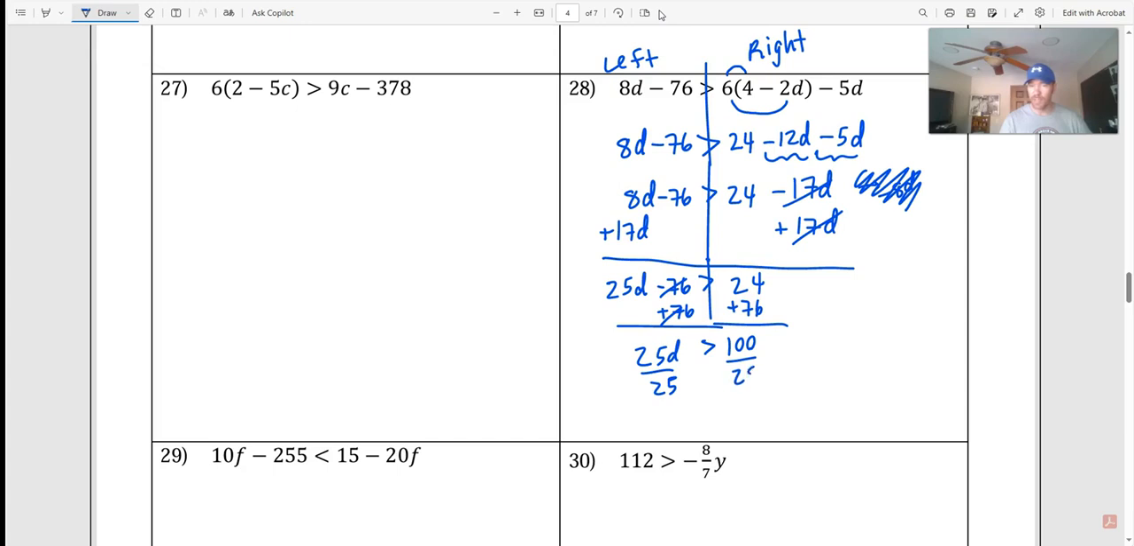Again, if you had subtracted 8d earlier, you would have had negative 25d. You would have needed to flip your inequality. And then don't forget to check. All right, I'm going to skip that for time here, but that's my answer.